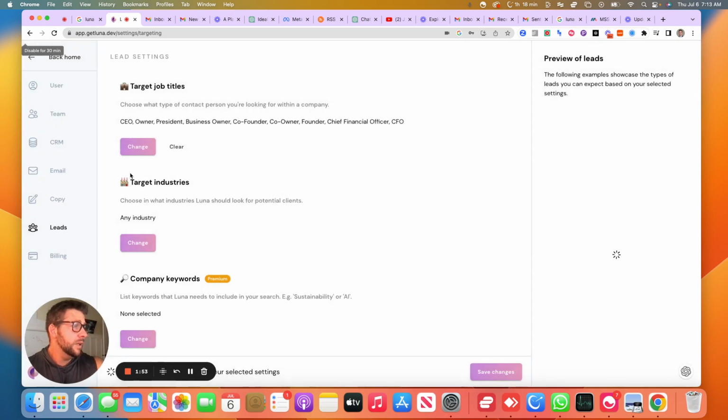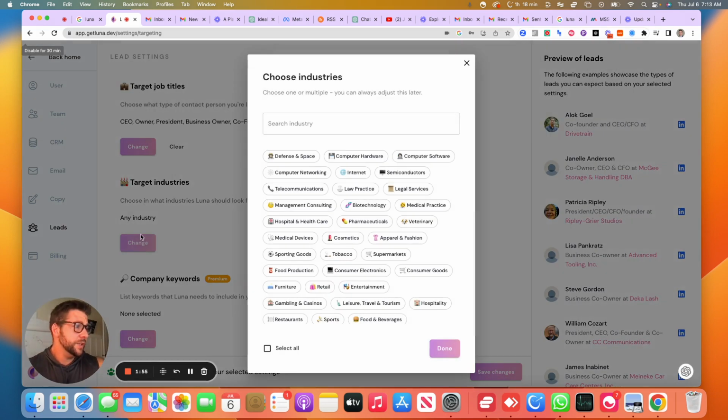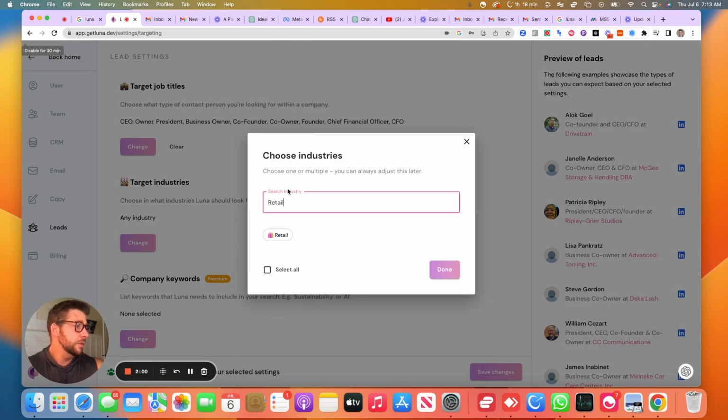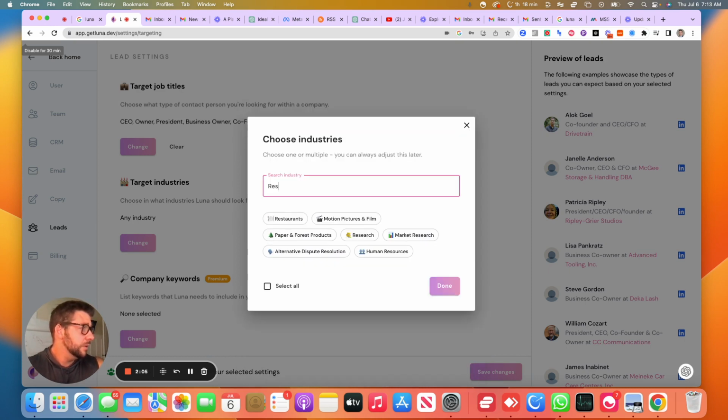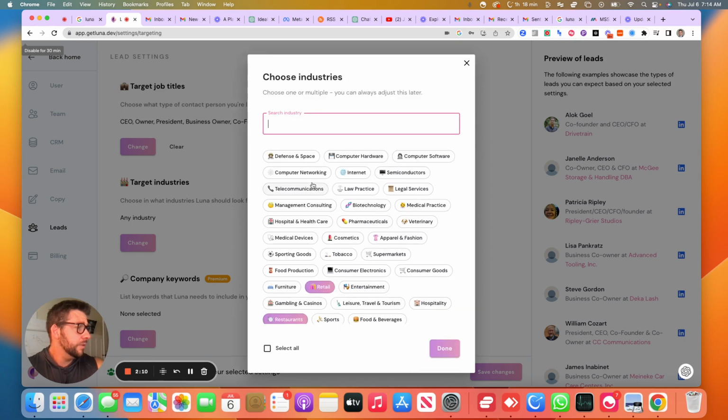Now let's do done. Now let's go to target industries. We want brick and mortar for one. So let's go to retail. Go. Restaurants. Okay. Now let's see what else. Well, I would say anybody that's brick and mortar, right? So law practices may apply, but they're higher ticket. We want lower ticket items. Medical devices, we could do tobacco. We could do consumer electronics, consumer goods, supermarkets.